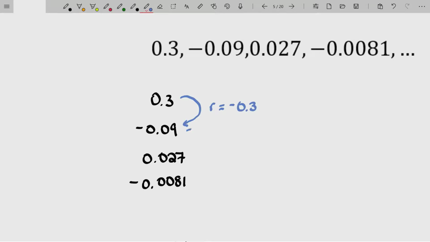So let's go ahead and try that again. Let's see if that same common ratio holds. Let's see, if you multiply negative 0.09 by a negative 0.3, you will get a positive 0.027. So looks as though we're good. I mean, you could check here as well if you want to, but it is going to hold that you're multiplying by a negative 0.3.